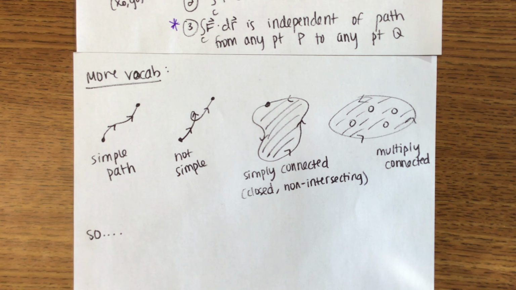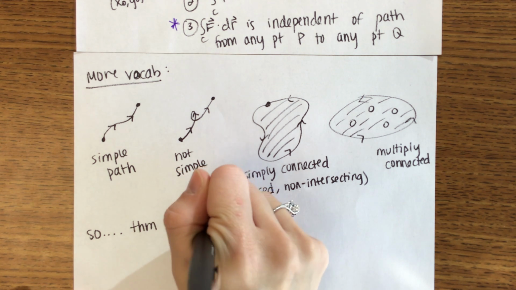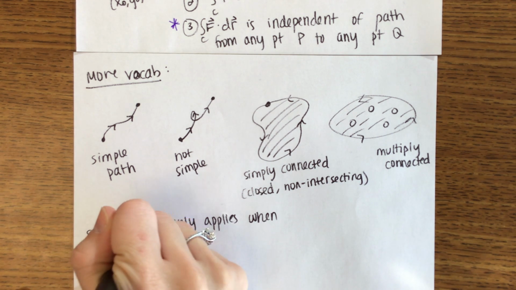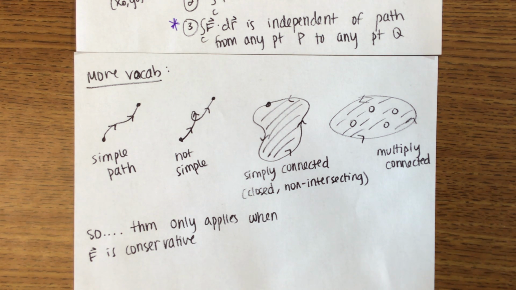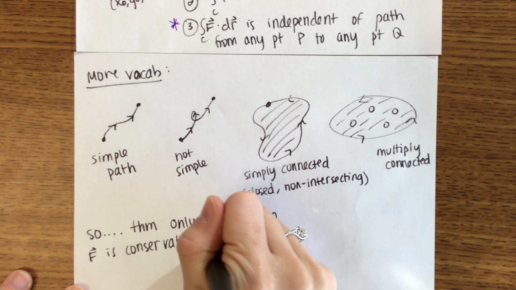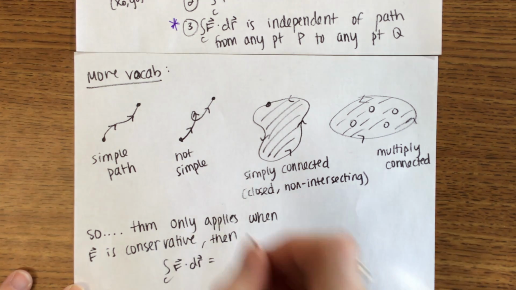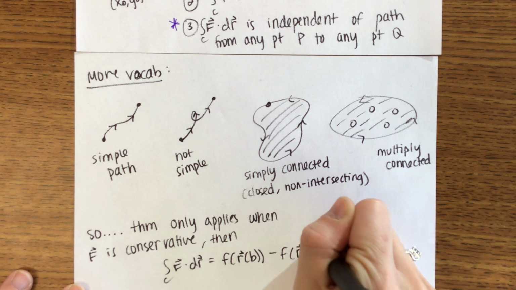So here's where that leads us. That fundamental theorem of line integrals is a more helpful way, or easier way, in my opinion, to calculate the value of a line integral. We need to know when we can use the theorem, though. It doesn't work for every line integral. So what that tells us is that the fundamental theorem of line integrals only applies when F is conservative. So F is conservative if it's independent of path, if we can find the potential function. If F is conservative, then the line integral of F dot dr will be the potential function evaluated at the end point, subtract the potential function evaluated at the beginning point.